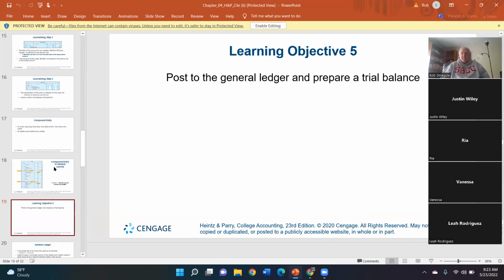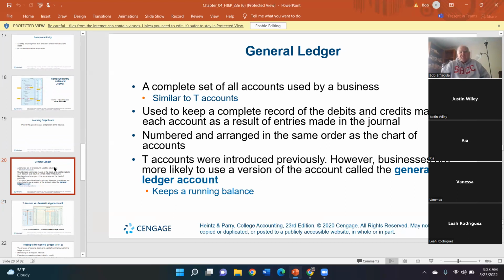Posting and preparing a trial balance. What is the general ledger? A complete set of all accounts used by the business, and those accounts are called the chart of accounts. And the general ledger mimics the T accounts. I should say it the other way, I guess. T accounts mimic the general ledger. And this is where we're going to keep a complete record of the debits and credits as a result of entries made by journal entries.